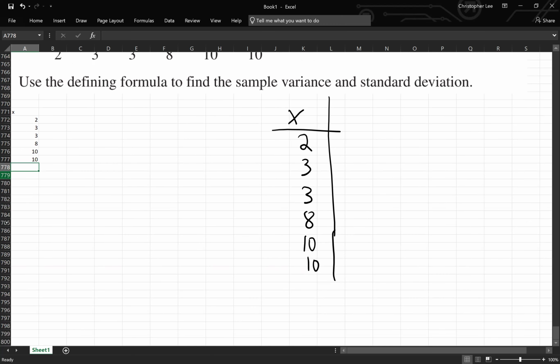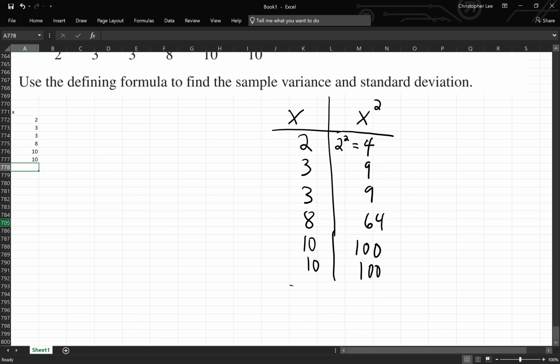And then now on this next side, I want to square all these numbers. So for example, if I have 2 squared, we know that that's 4, right? 3 squared, we know is 9, etc. So 9, 64, 100, 100, right? There we go.